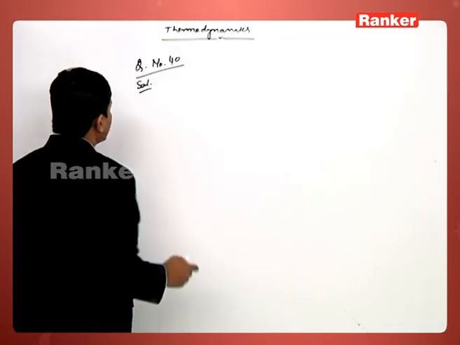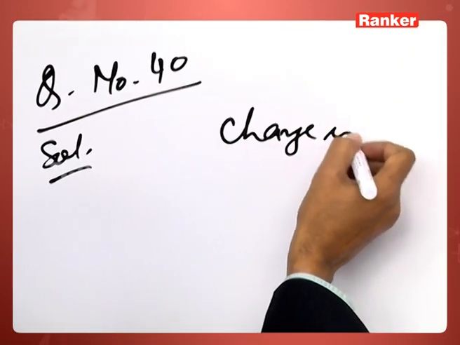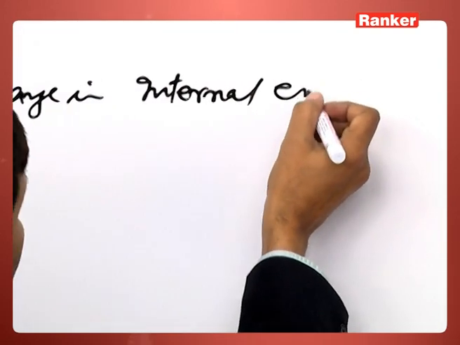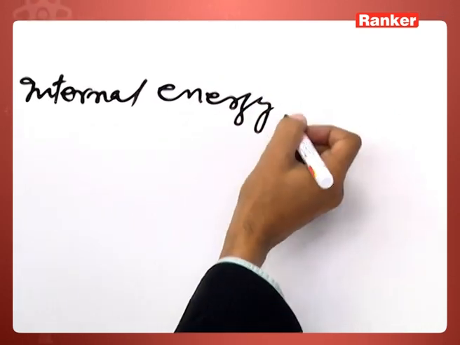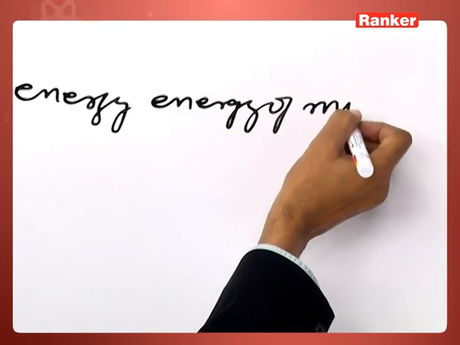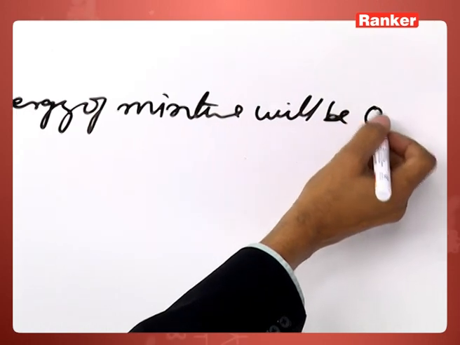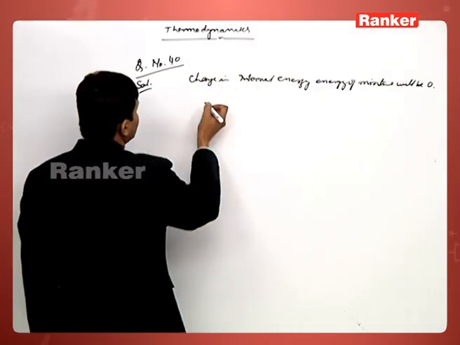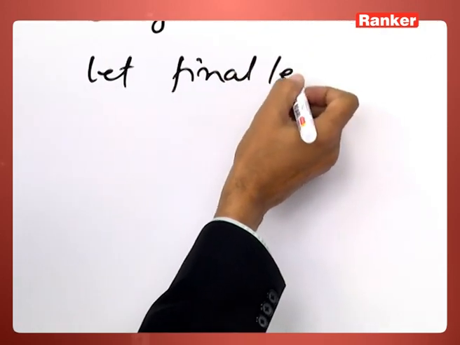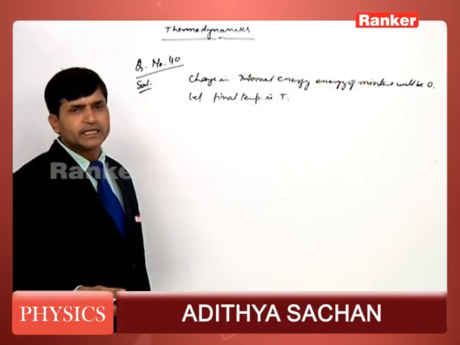When all of them are mixed together, the change in internal energy of the mixture will be 0. Change in internal energy of the mixture will be 0. So let the final temperature be T. That final temperature is T.